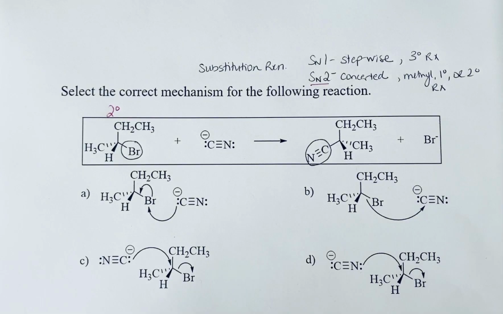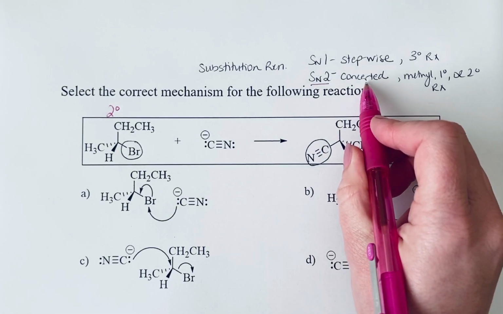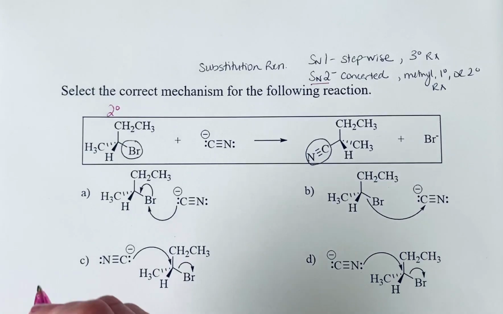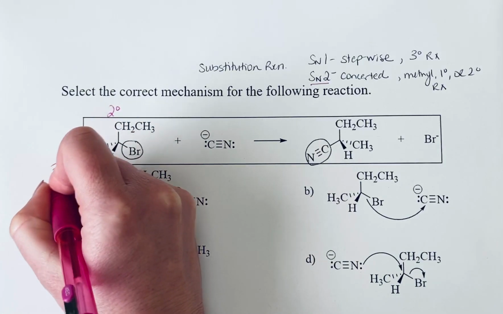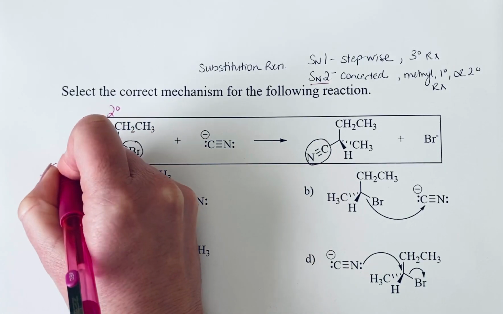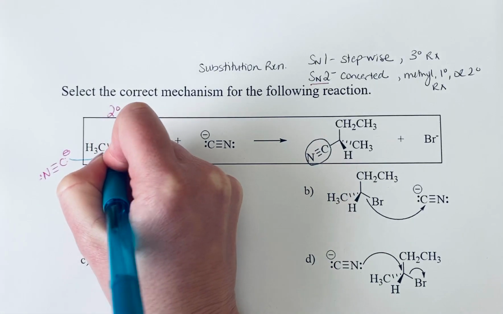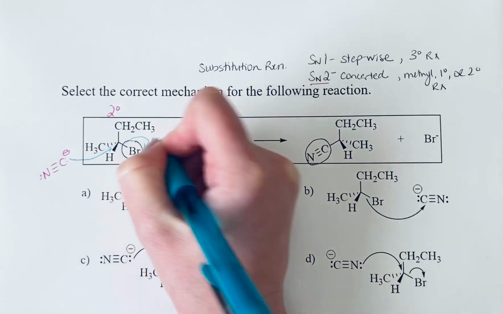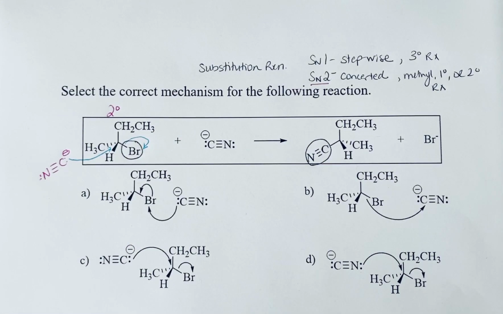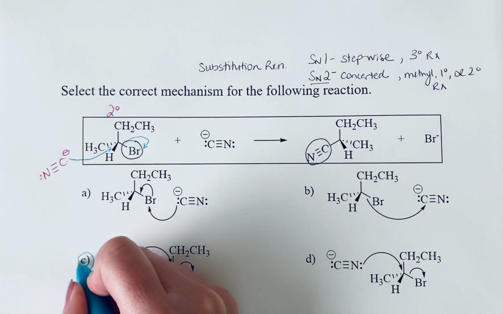In an SN2 reaction, it's concerted. That means the nucleophile is going to attack the electrophilic carbon, and at the same time that is going to push off the leaving group, which in this case is the bromine. And so that is option C.